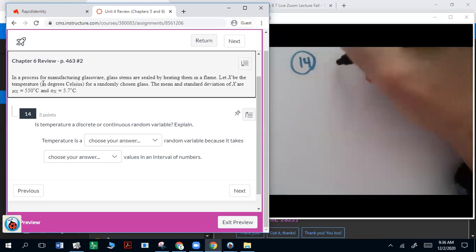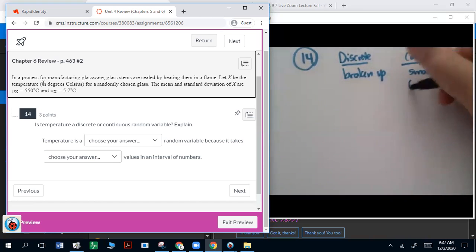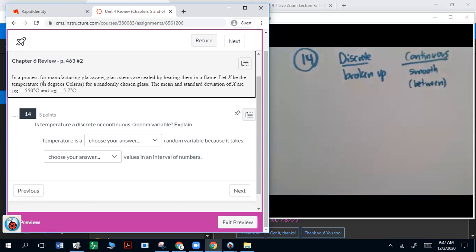So the difference between discrete and continuous is that discrete is broken up and continuous is smooth, right? All different values between. Whereas broken up, like if you're counting the number of people at a concert, you can't have half of a person, so that would be discrete. So temperature is actually continuous.